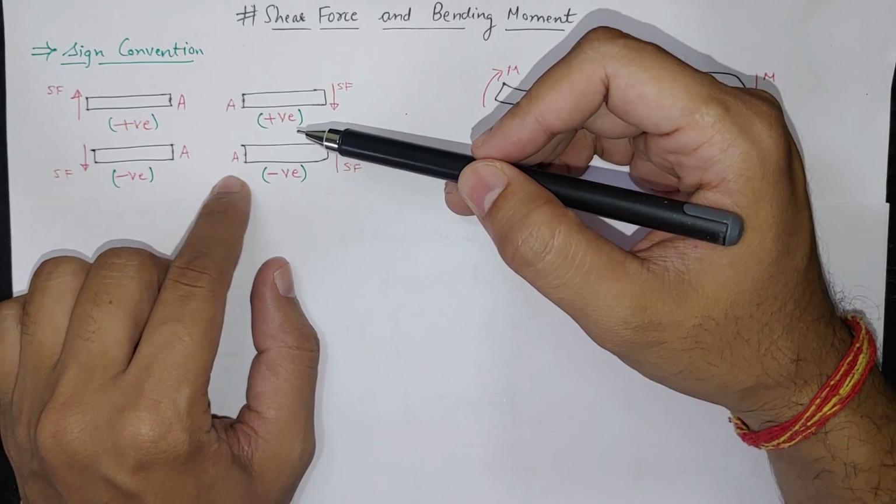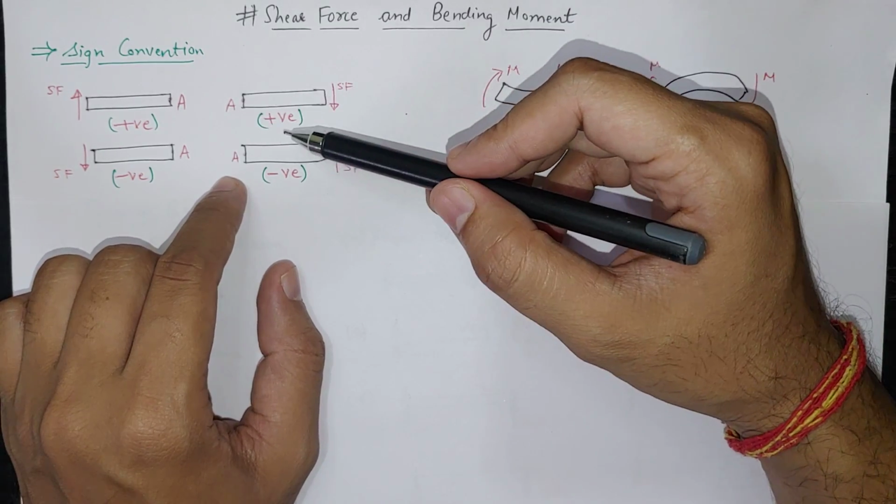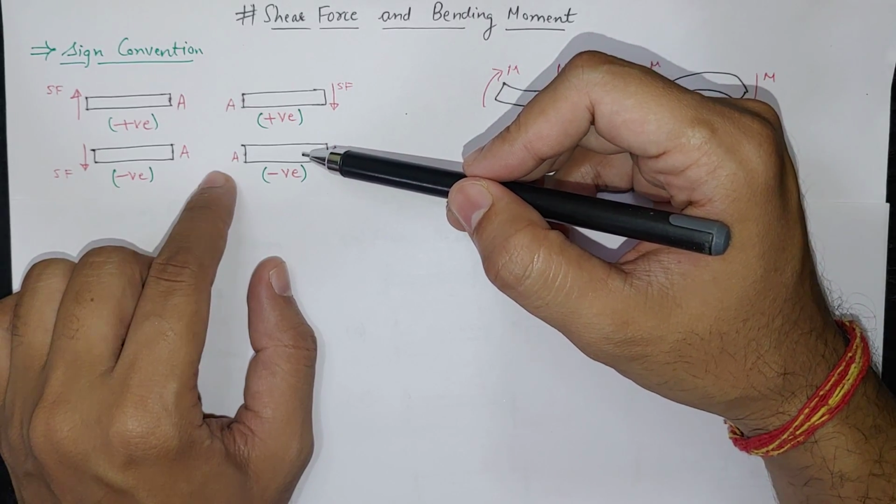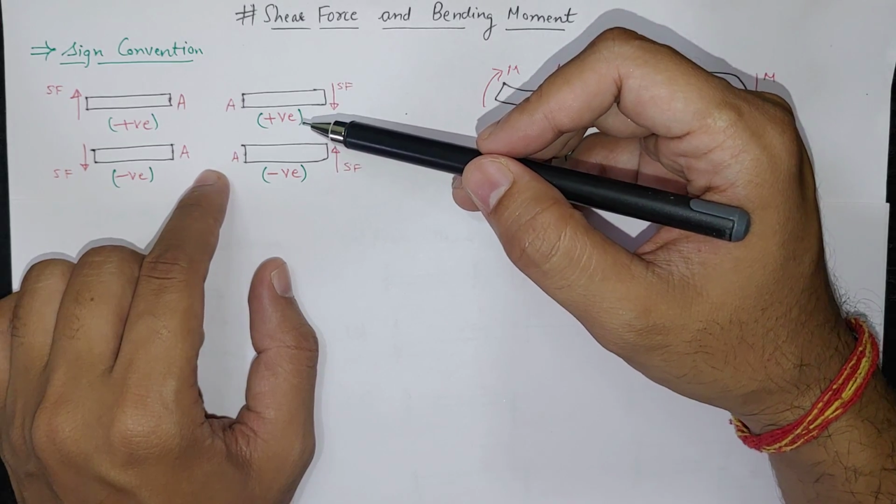And if we take the opposite sign convention, the result will still be the same, just with the opposite sign, but we'll still get the maximum shear force location and bending moment at the exact same location.